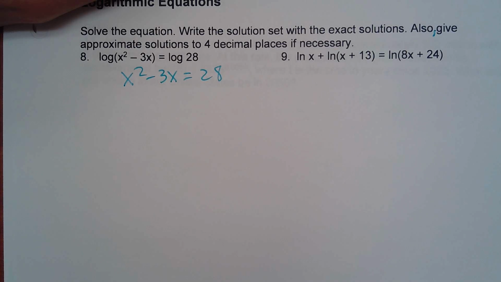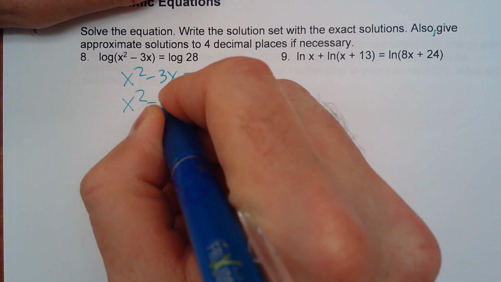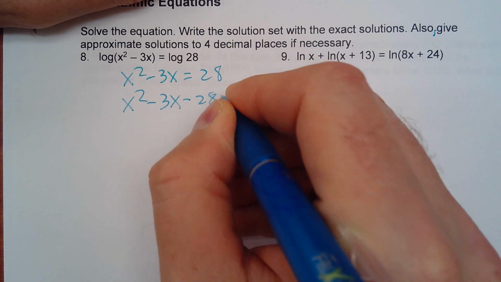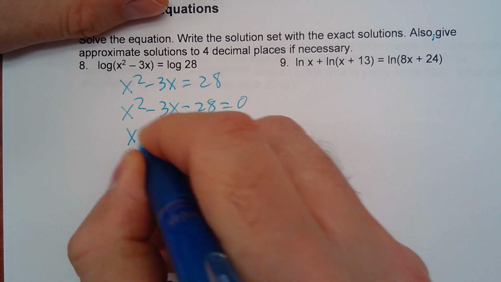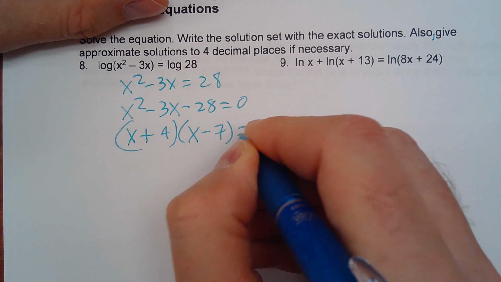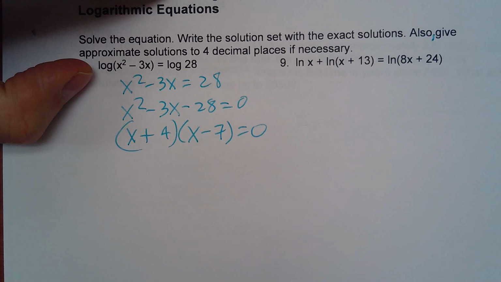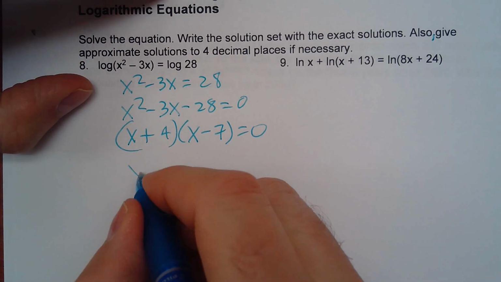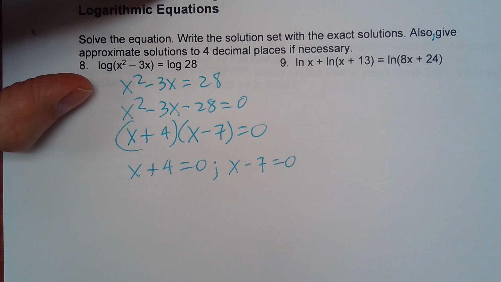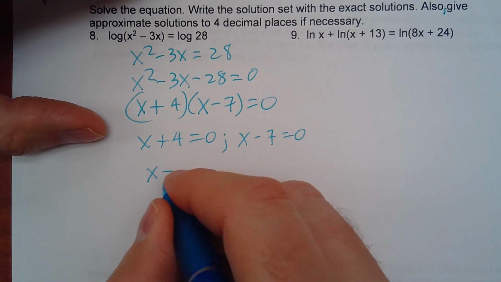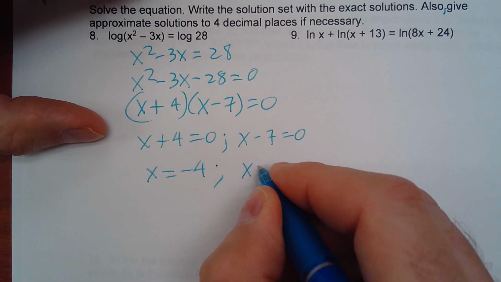We're going to subtract 28 from both sides. And I want to find factors of negative 28 that add up to negative 3. So we want to do 4 and 7 with the 7 being negative. So it'd be x plus 4 times x minus 7 equals 0. Set each factor equal to 0 and solve. This will give us x equals negative 4, and this will give us x equals positive 7.